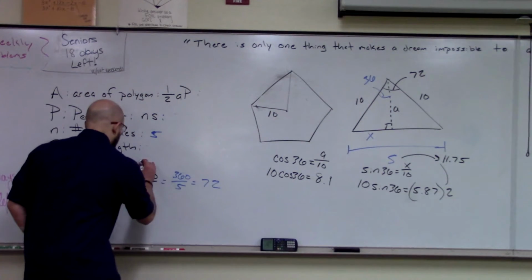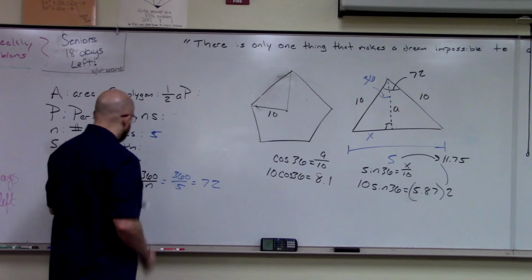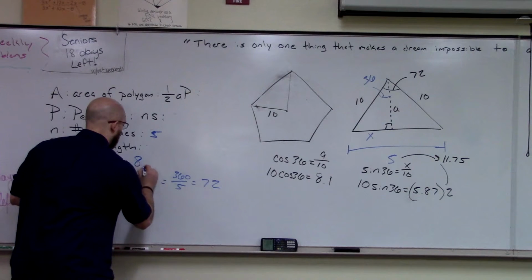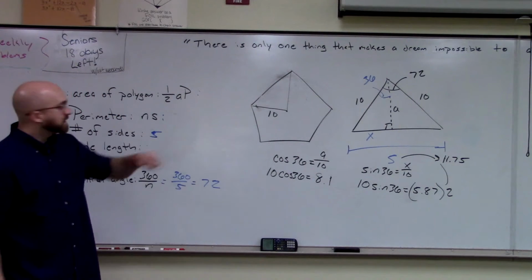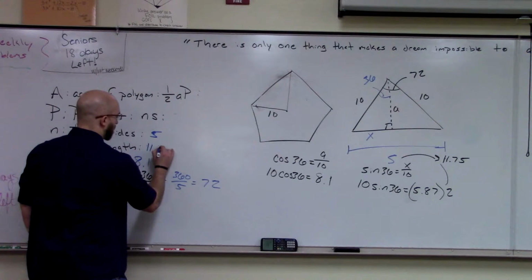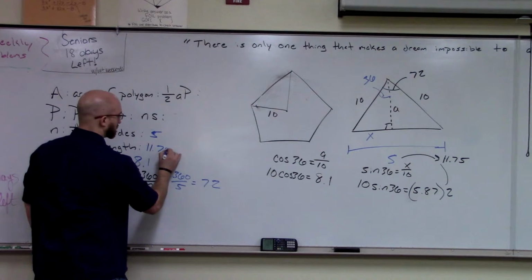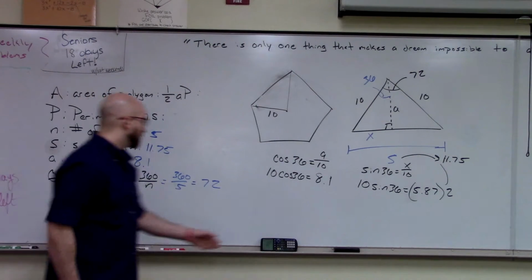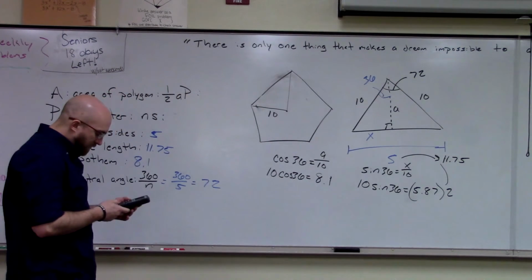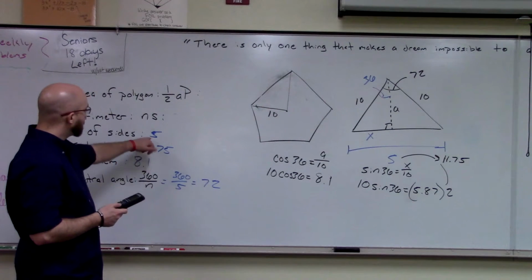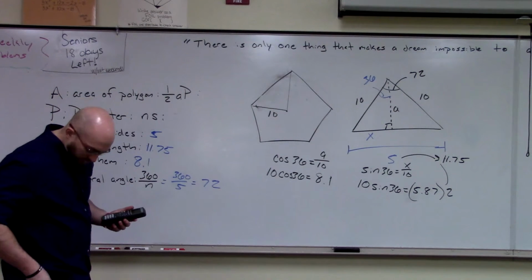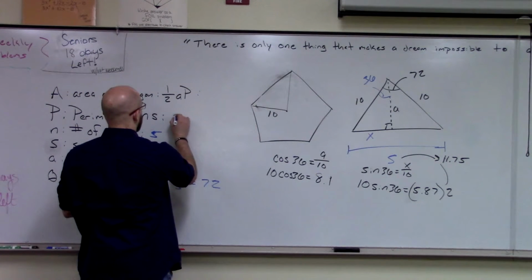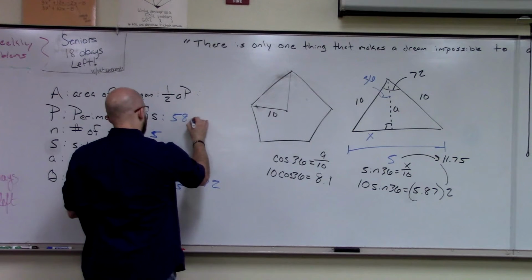All right? So I have my a. Let's go ahead and put it back in over here. Sorry, I used a different color. 8.1. My s is 11.75. Now, let's figure out all our calculations. So, we go ahead and multiply 11.75 times 5, so we get our perimeter, which ends up being 58.7.